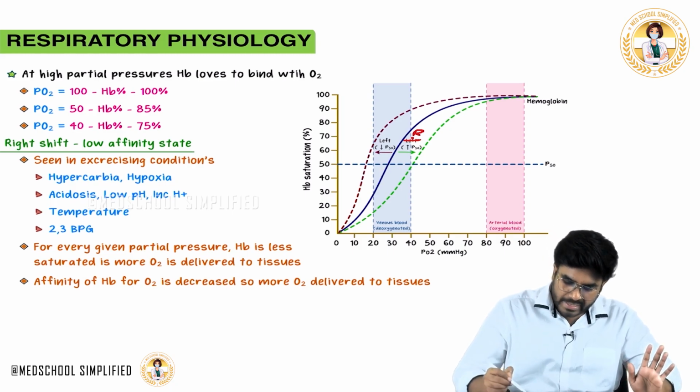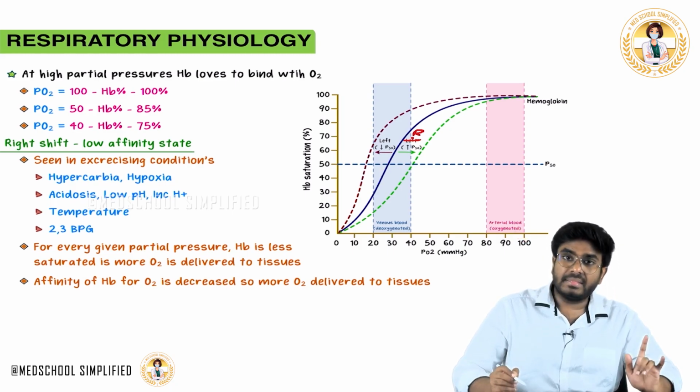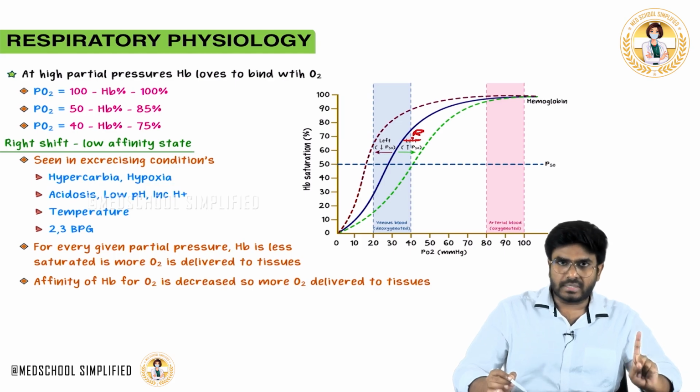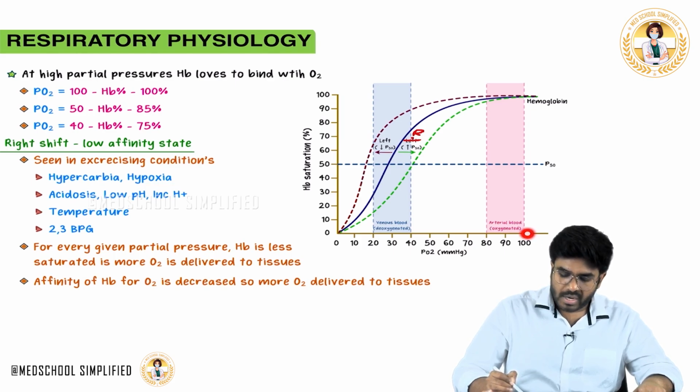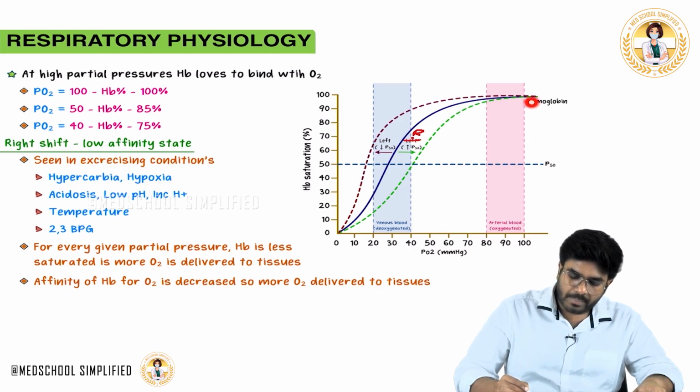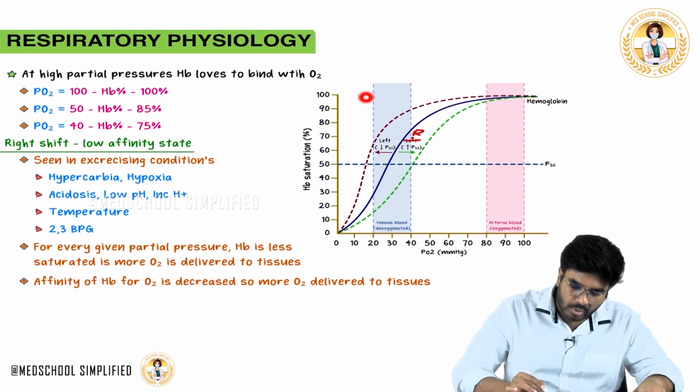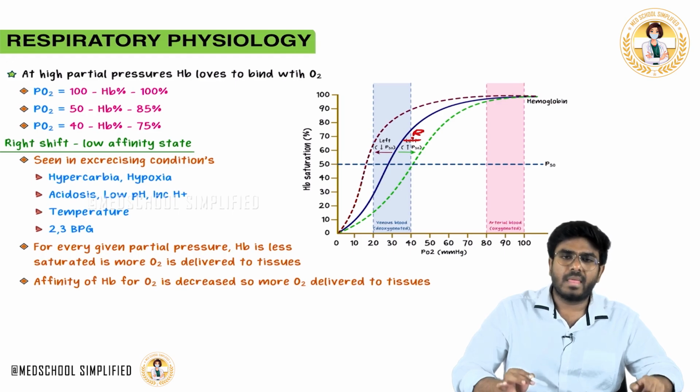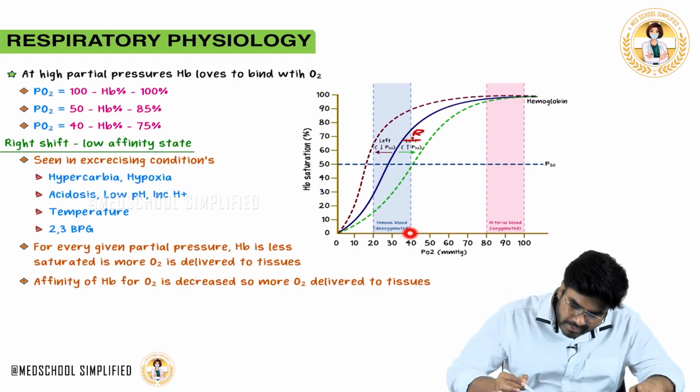The basics is at the level of lungs, in the arterial blood. What is the partial pressure of oxygen in the arterial blood? In the arterial blood, the partial pressure of oxygen is 100 mmHg. When the partial pressure of oxygen is 100 mmHg, what is the percentage saturation of the hemoglobin? Now the hemoglobin molecule is almost 100% saturated.